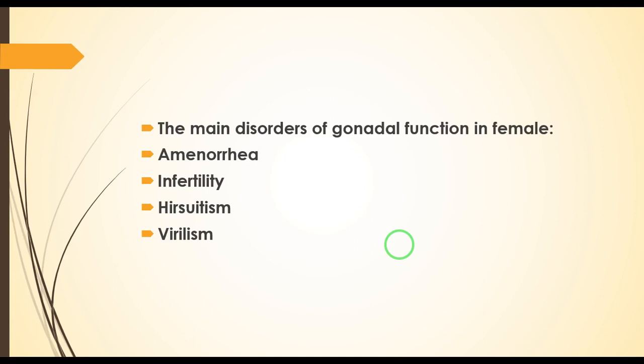The disturbance in the gonadal function in the female may be presented either as amenorrhea, which is either primary or secondary amenorrhea, or it may be presented as infertility, which may be primary infertility in a couple who have never had a successful pregnancy, or secondary infertility that occurs in a couple who have previously had a successful pregnancy, or it may be presented as hirsutism and virilization.